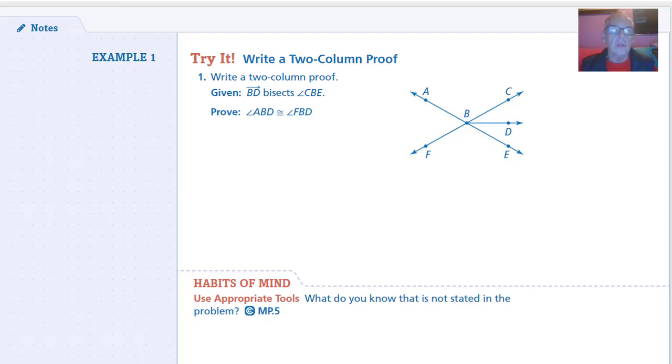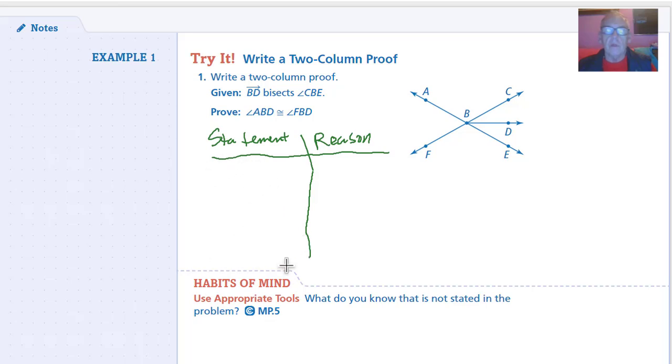Okay, this video goes with the student companion, and we're going to do example 1. We want to write a 2-column proof. A 2-column proof, remember, has a statement column and a reason column. And then we try to put statements in logical order that lead from what we're given to what we need to prove.